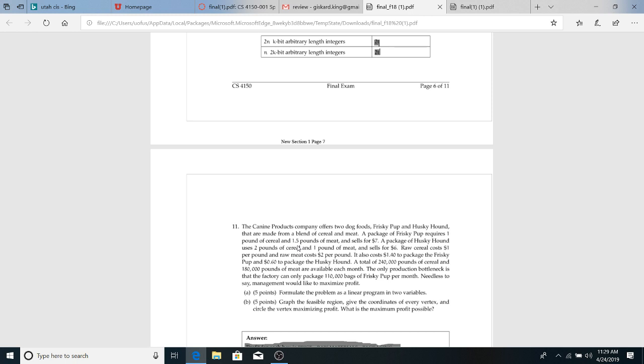And then for H, we have 2 pounds, right? So that should be one constraint right off the bat. This is the constraint based on cereal. Now we're also going to have a meat constraint. This one is going to be 180 grand.